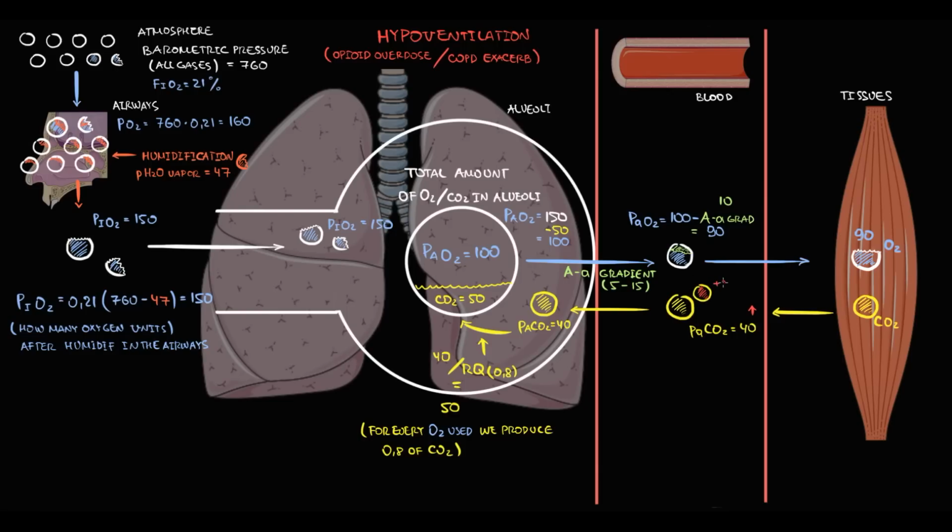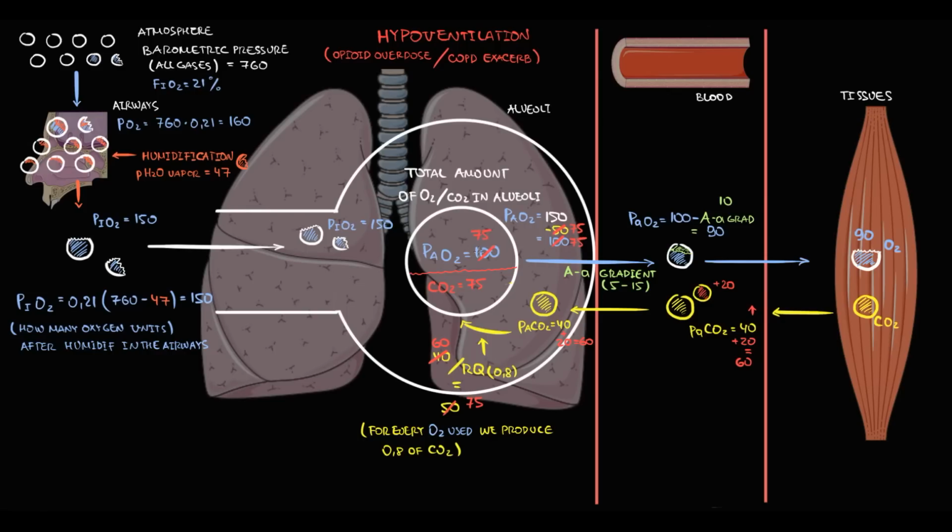Let's suppose that the pressure of carbon dioxide in the blood becomes 60. So the amount of carbon dioxide that comes into the alveoli becomes 60. Now, if we divide 60 by 0.8, we will get the actual amount of space occupied by carbon dioxide in the alveoli. And in this case, it will be 75. Because the total amount of space is 150, and 75 is occupied by carbon dioxide, the space that can be taken by oxygen is just 75.